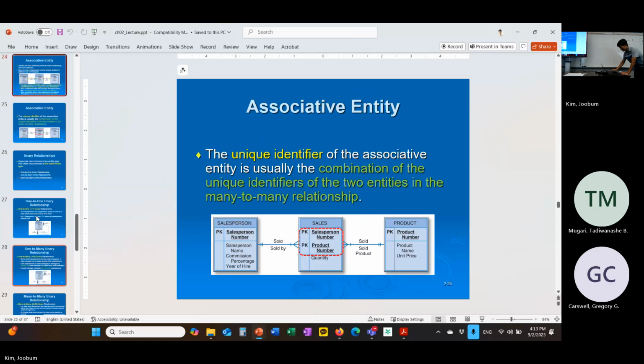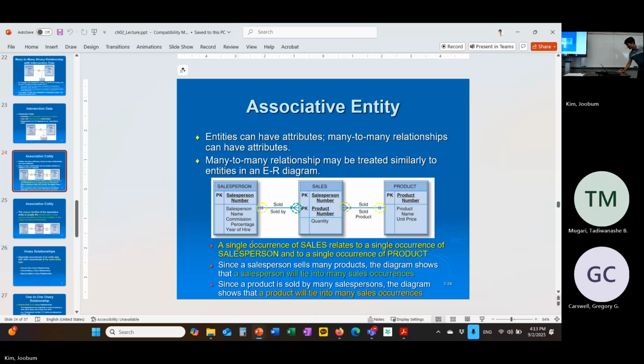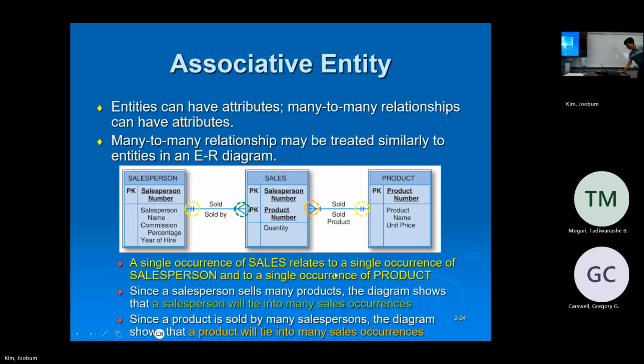Take the primary key of the associative entity. How many attributes are used for the primary key? Two, right? One is from salesperson, and the other one is from the product. So this is called the composite key. Or three or four or five, depending on the situation.